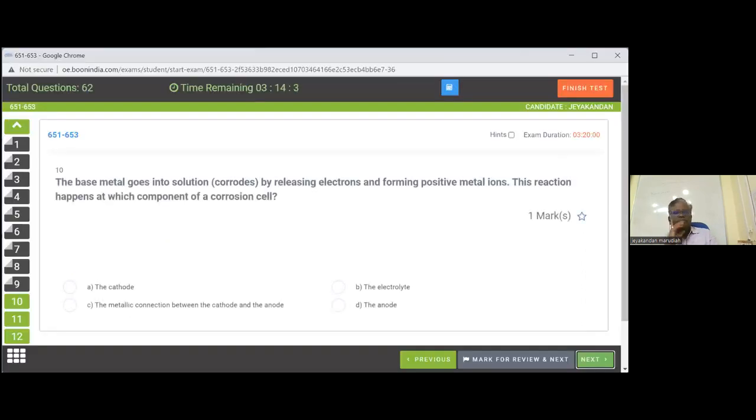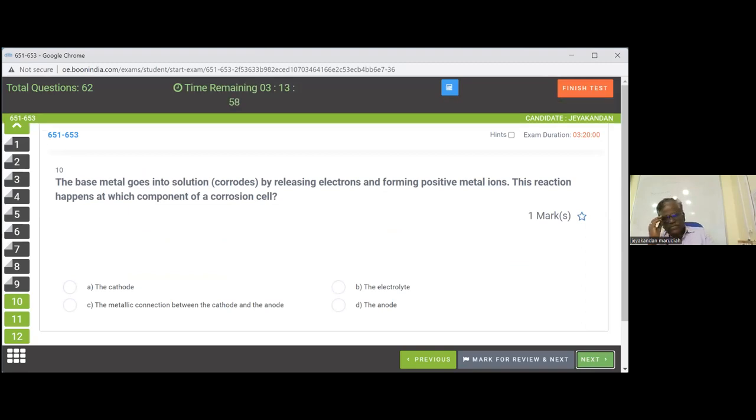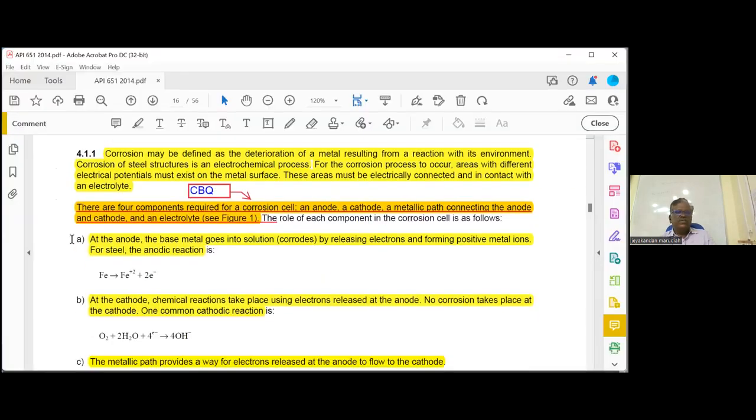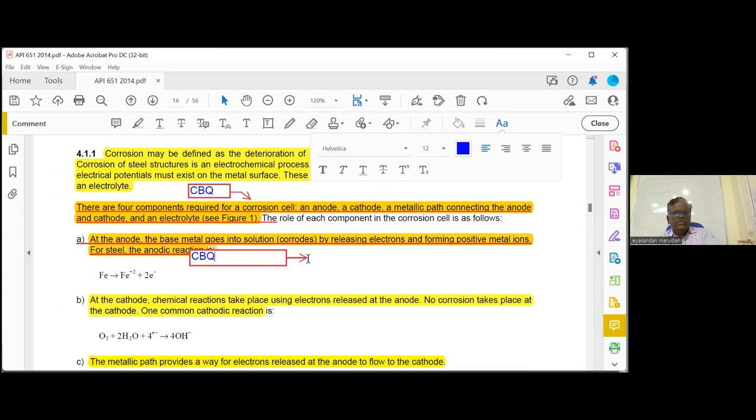Next. The base metal goes into solution, corrodes by releasing electrons and forming positive metal ions. This reaction happens at which component of the corrosion cell? Corrodes by releasing electrons will be the anode. Anode only, there will be corrosion. So if you take this one, this is the one, anode. Again, this is a closed book question. You should remember all this.